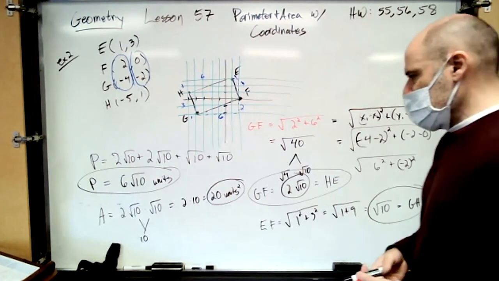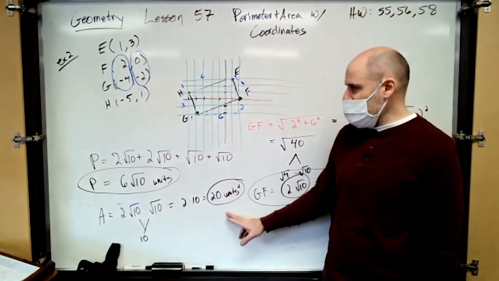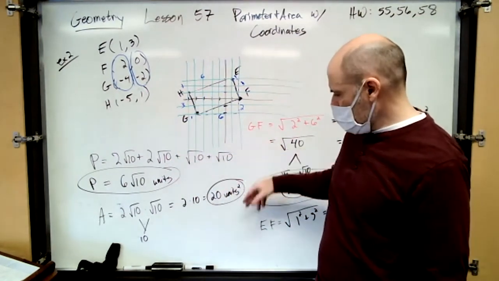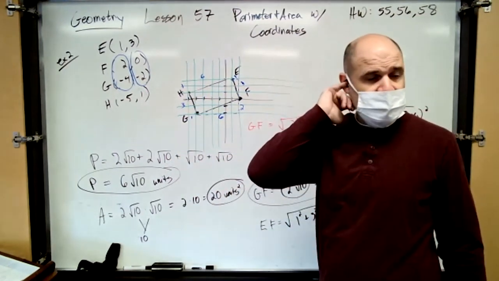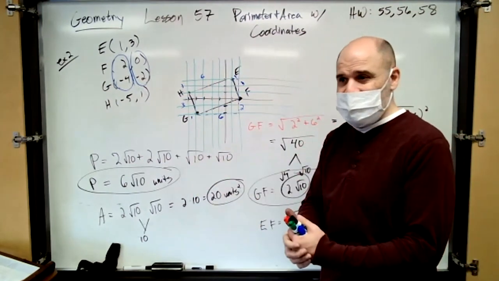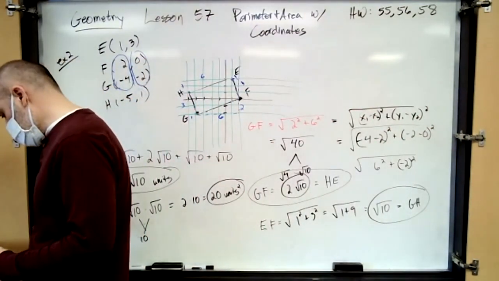Okay. Everyone see how we got 20? A nice number. How do we get a nice number from all these crazy lengths? Well, you did, because you had the same kind of radicals being multiplied by each other, so they canceled out. Okay. All right. Let's move on to example 3.